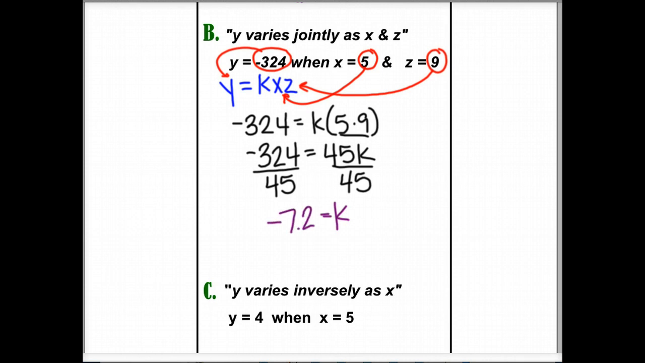So when we go ahead and put this into our equation using our k value, we get y is equal to negative 7.2xz.